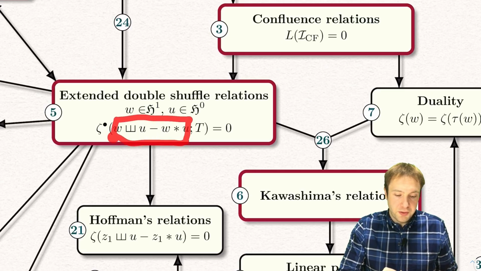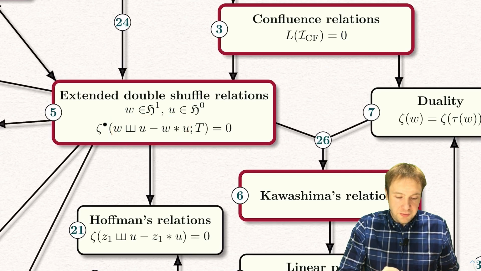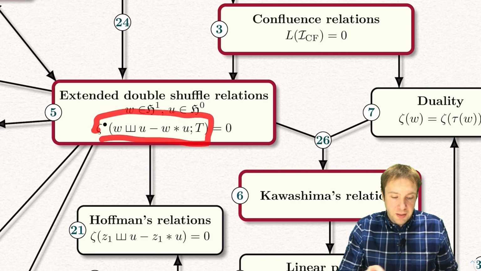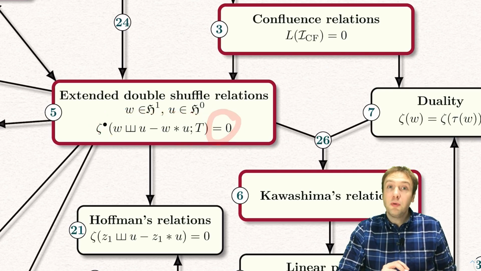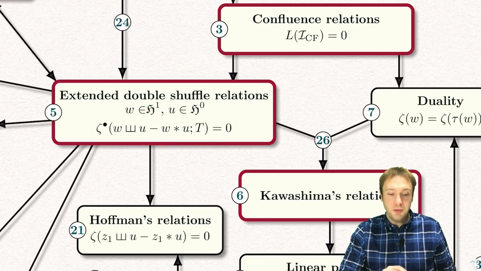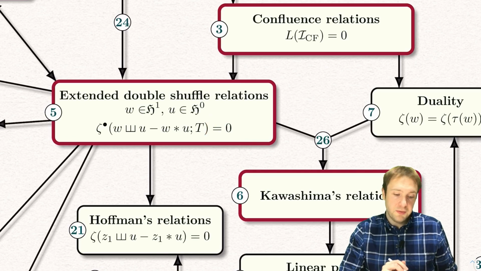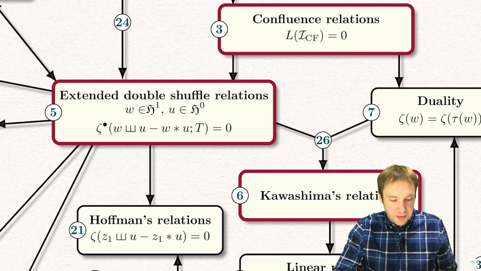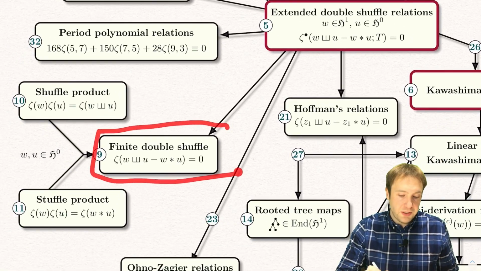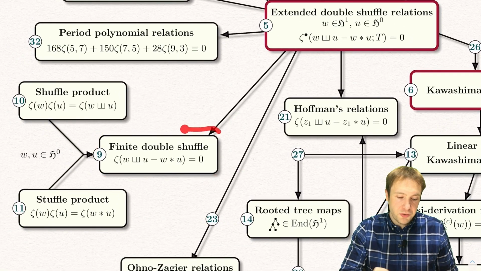So this was a word in H1, and then we could apply one of these regularized multiple zeta values, and this was a polynomial in T. And the statement was that this is a zero polynomial, and the coefficients of these polynomials were given by multiple zeta values, and therefore this gave linear relations among multiple zeta values. And these generalized these finite double shuffle relations, which we saw in section 2.